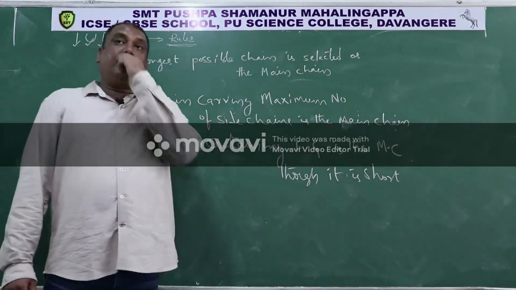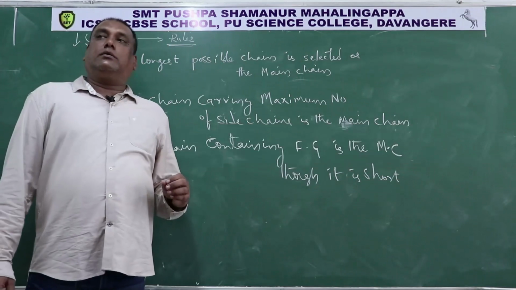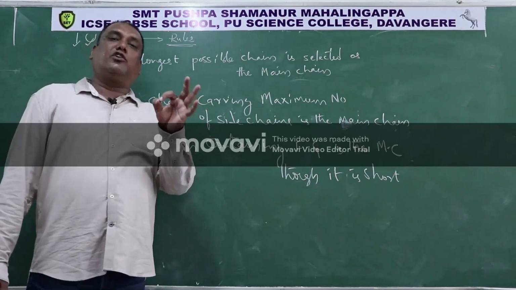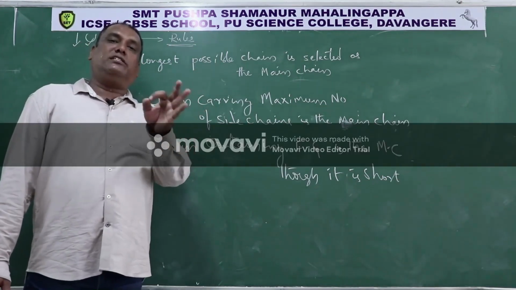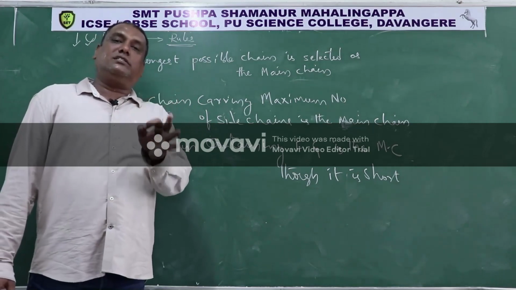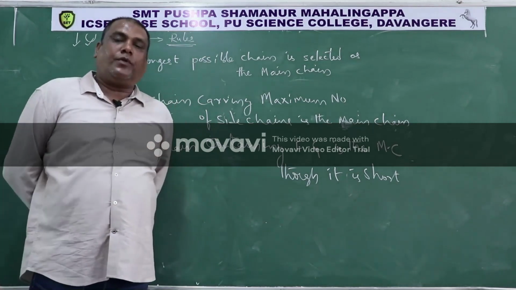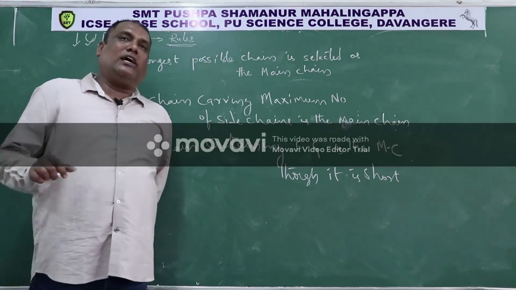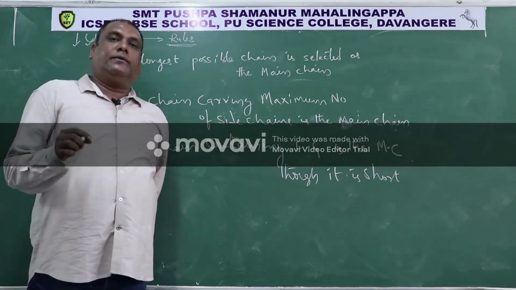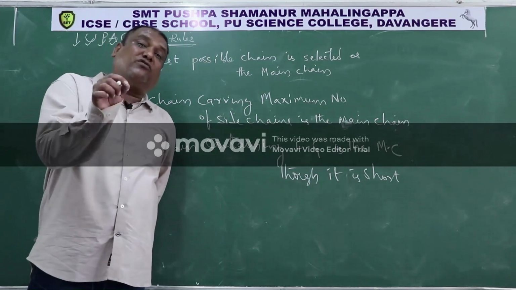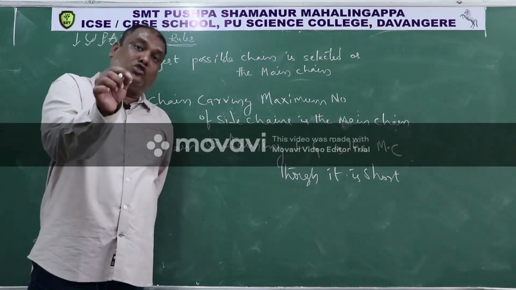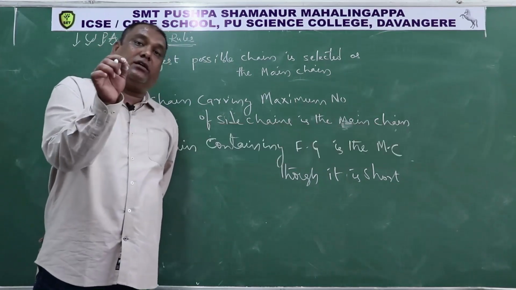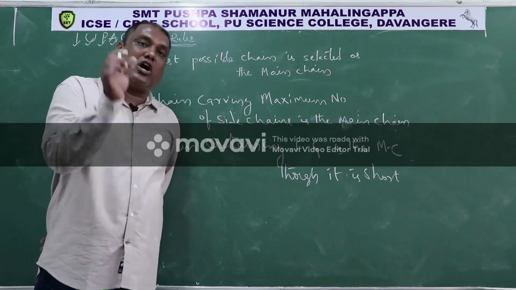It means the chain in which the functional group is present is the main chain, even though that is a shorter chain. Okay? Or I can say the rule like this: the carbon atom to which functional group is attached should be in the main chain though the chain is short.